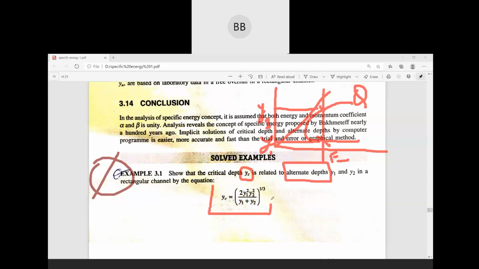So write down this expression. We have to prove that yc for a rectangular channel is equal to (2 y1 square y2 square divided by (y1 plus y2)) to the power 1 by 3. We have to show that. So write down the question.